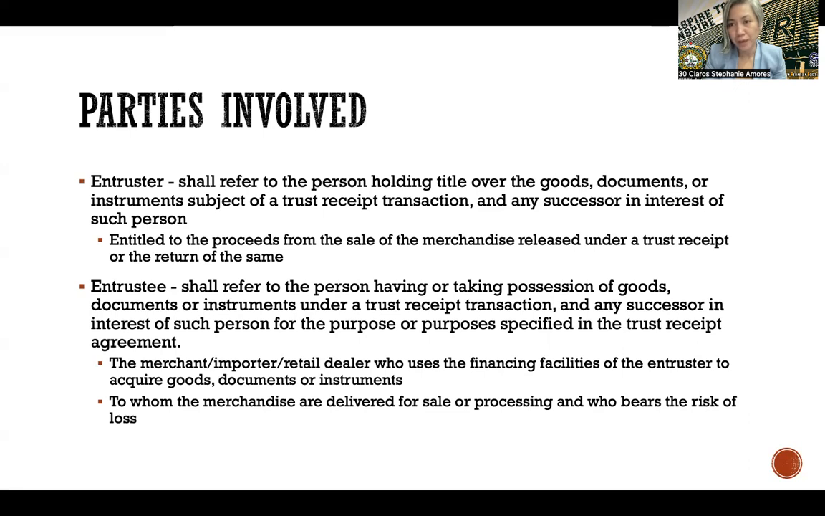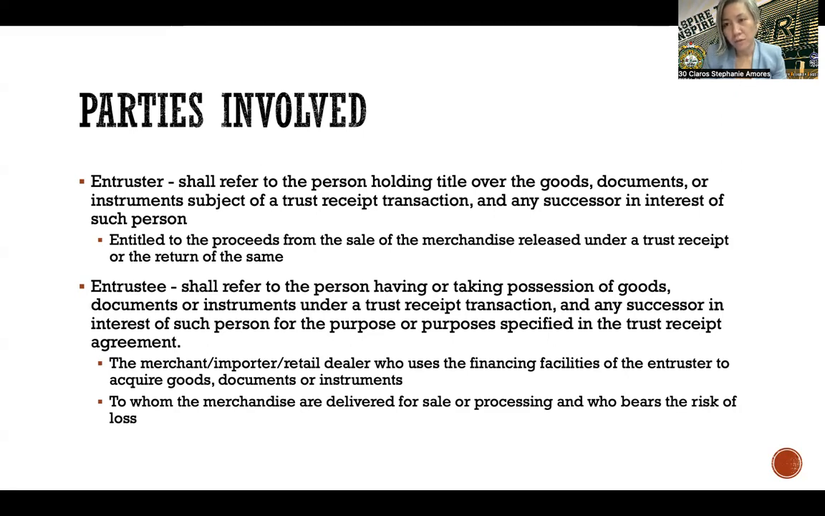So the entrustee is the merchant, the importer, or the retail dealer who uses the financing facilities of the entrustor to acquire the goods, documents, or instruments. And the entrustee is the one to whom the merchandise are delivered for sale or processing for sale, and is the one who bears the risk of loss.